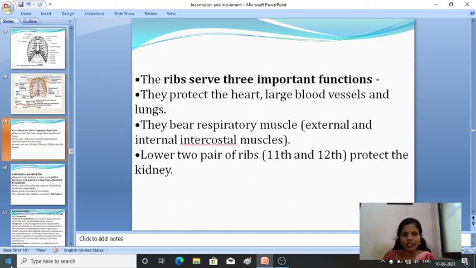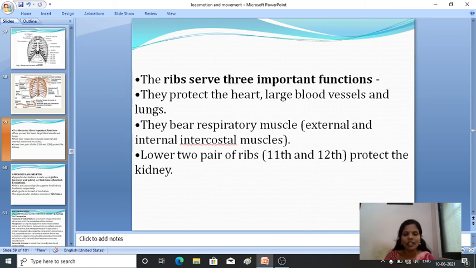Next we'll move on to the functions of ribs. So what are the functions of ribs? Ribs serve three important functions. They protect the heart, large blood vessels and lungs. First, it protects the heart, and the blood vessels, and the lungs. Then they bear respiratory muscles.